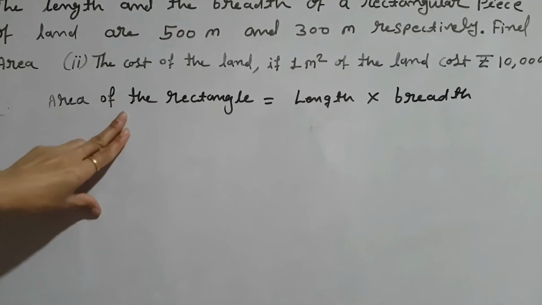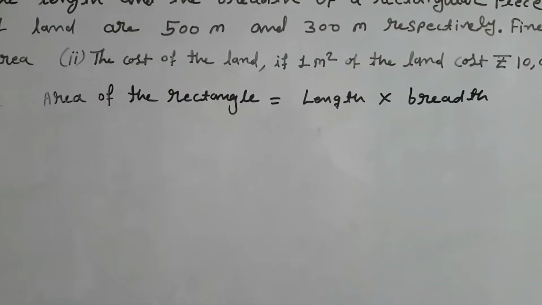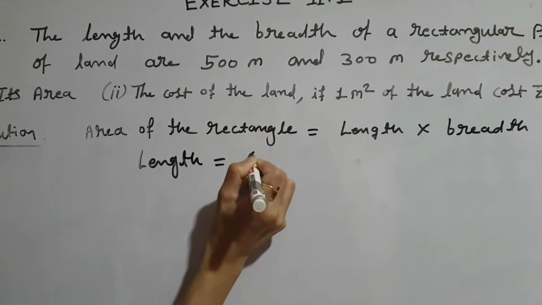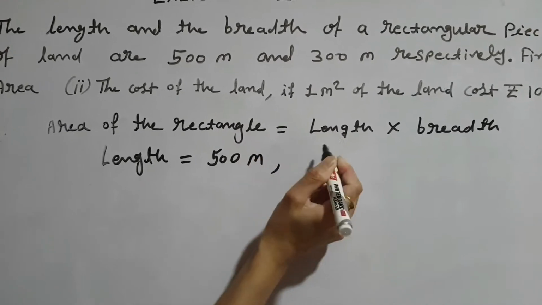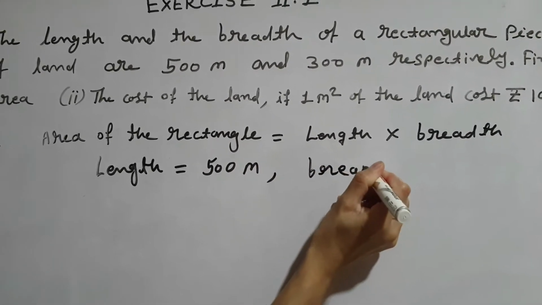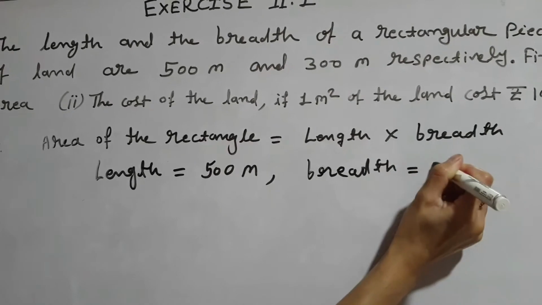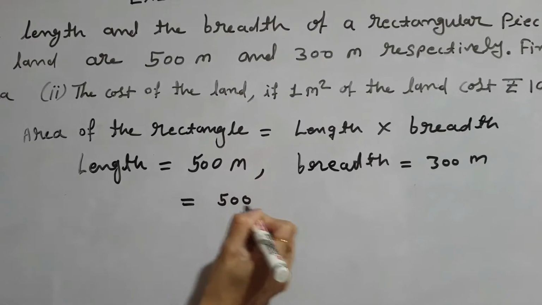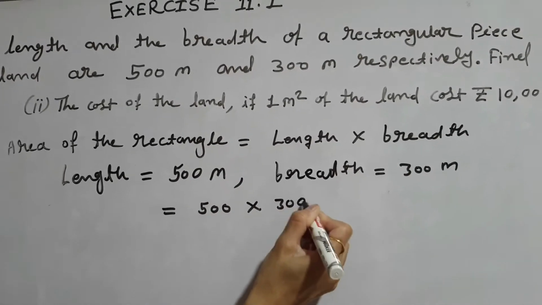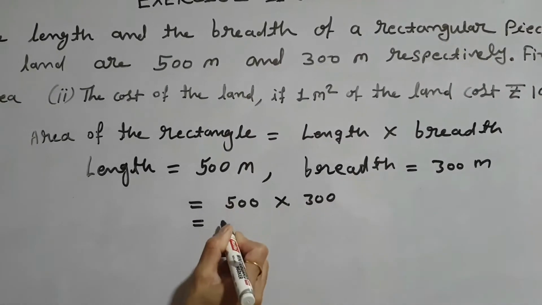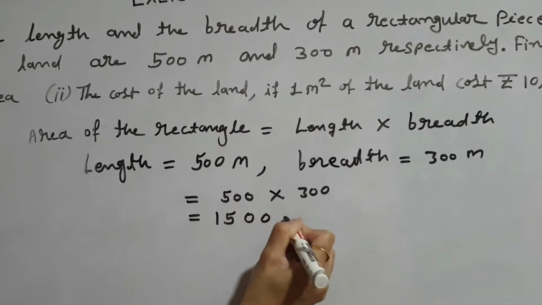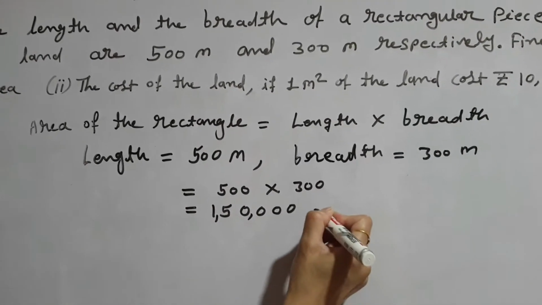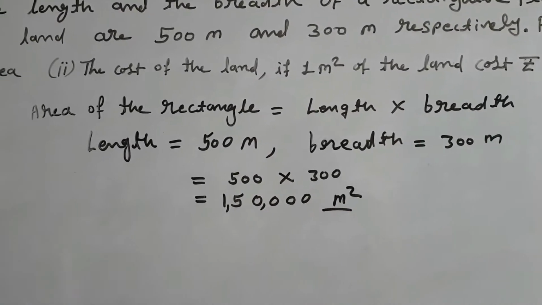So the area of a rectangle is equal to length multiplied by breadth. So what is the length here? Length is 500 meter and breadth is 300 meter. Now we put the value, length 500 multiplied by 300. So we get 5 times 3 is 15, and so we get 1,50,000 square meter.